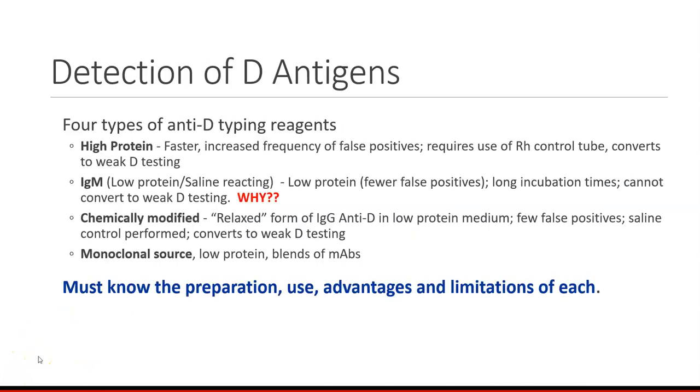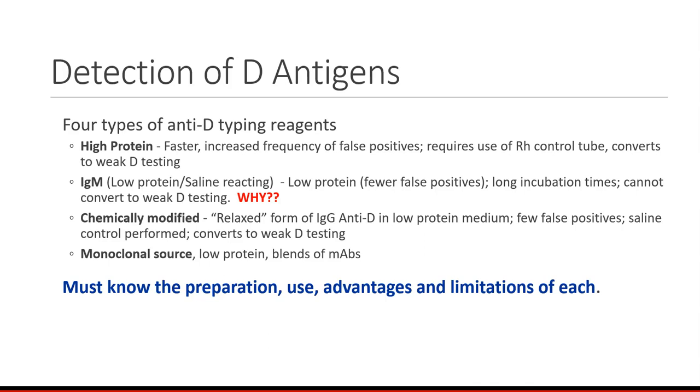We're now going to talk specifically about detection of the D antigens. There's 4 types of anti-D typing reagents available, and we're going to discuss each one. But just a quick overview, there's a high protein, which gives a faster result, but unfortunately has an increased frequency of false positives. It requires the use of an Rh control tube, but you can convert this to the weak D test.